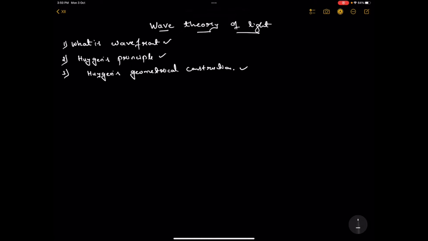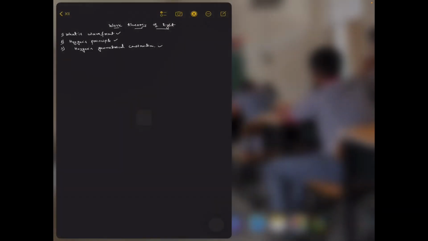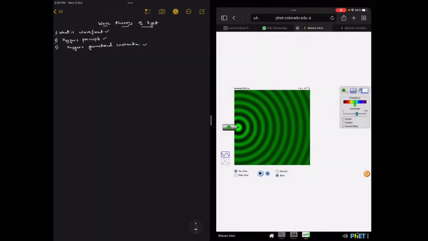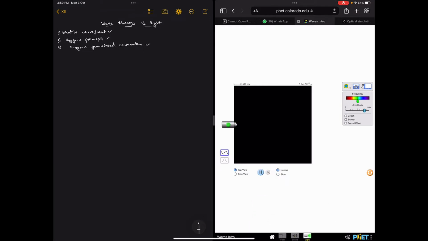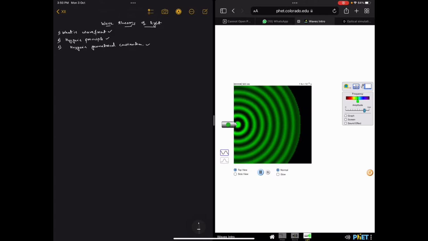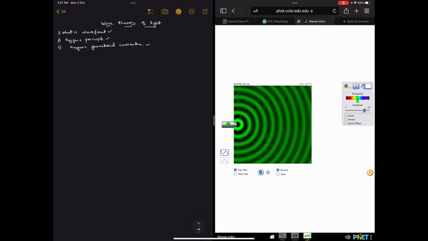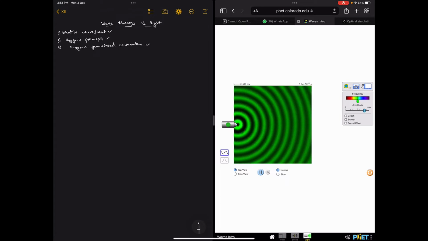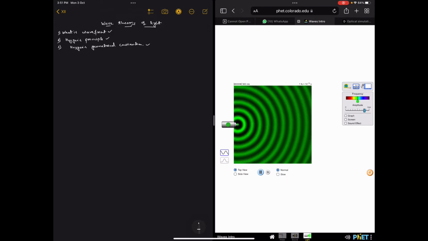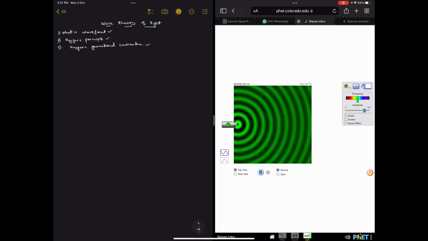For that, let me go for the small simulation to understand that. So we have here a small PhET simulation I am using. So you can see source of light here, and when I switch on the source of light, you can see that the disturbance is created there. The wavefront is defined as the continuous locus of such particles of the medium which are vibrating in the same phase. So all these locus of points which are in that medium are vibrating in the same phase.